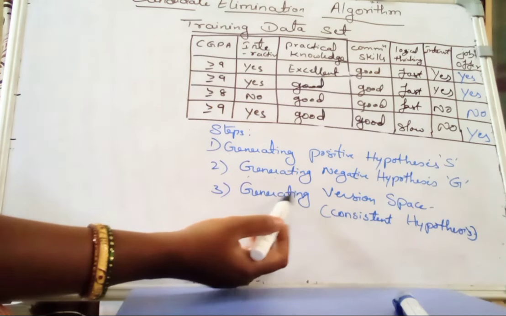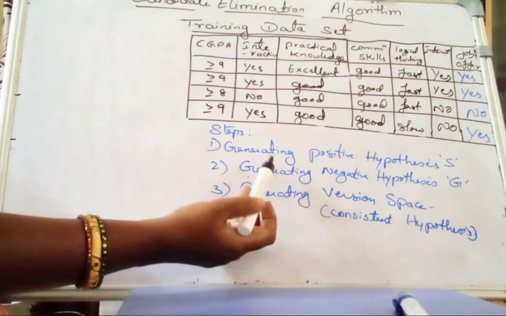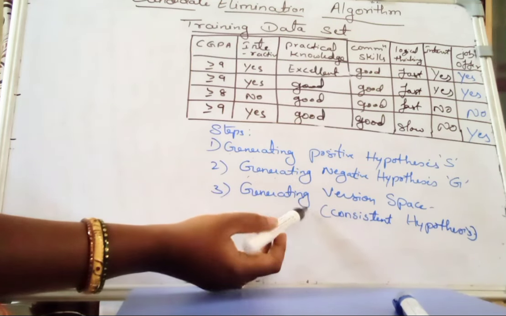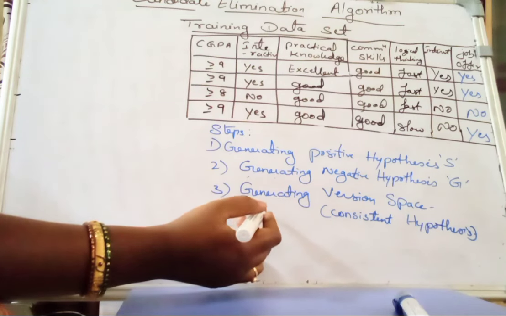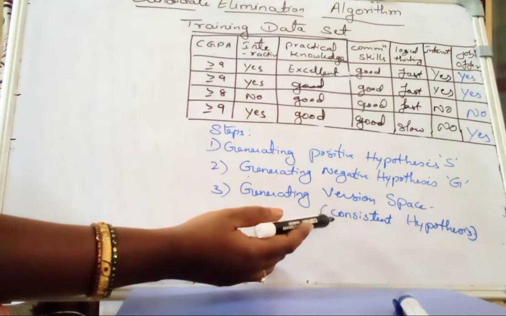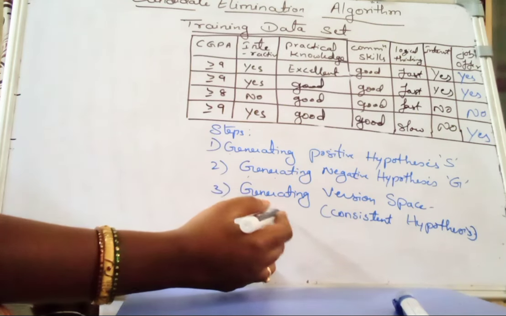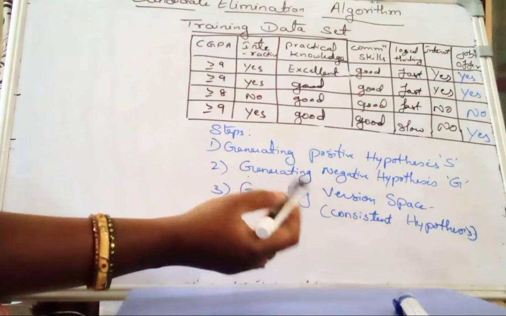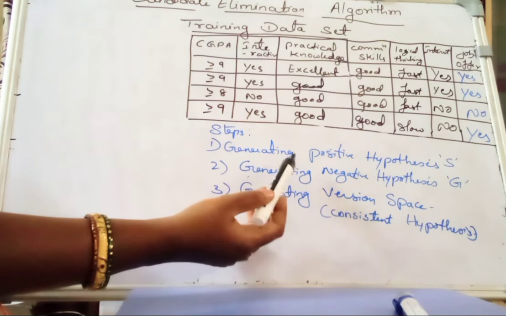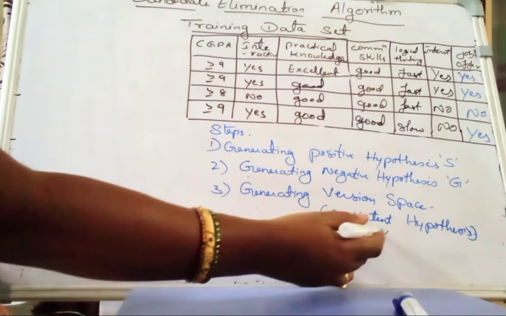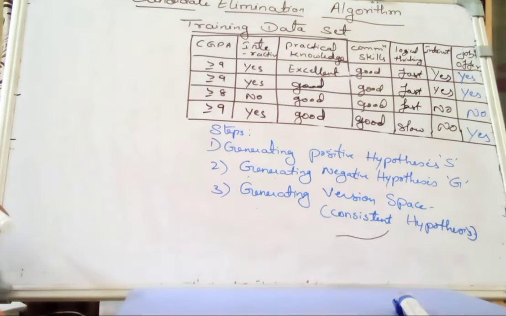Next is generating the version space. Version space means we combine both the positive and negative hypotheses and generate a set of consistent hypotheses. That is the version space: the hypotheses which satisfy both positive and negative instances after combining S and G. That is our expected consistent hypothesis.